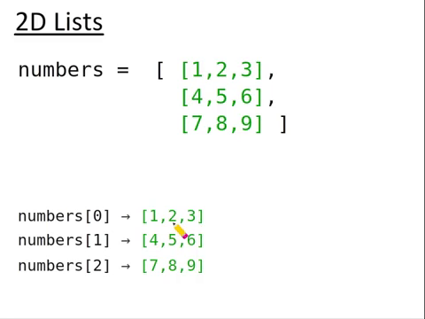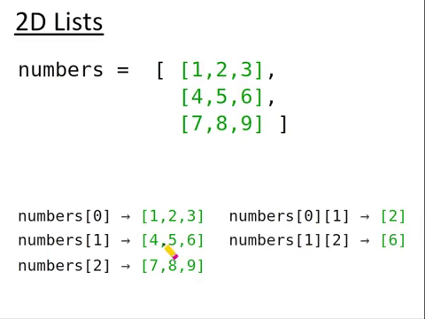Right, so if we wanted to refer to a specific element inside one of these lists, we'd have to say numbers square bracket 0, which gives us this list, and then another square bracket after that with a 1, say, and that'll give us the element at position 1 in this list, which is 2. And similarly in this list we can say numbers square brackets 1 and then square brackets 2, which is element at position 2 in the numbers 1 list. And similarly again, numbers 2, 0 will give us the element at position 0 in numbers 2, which is 7.